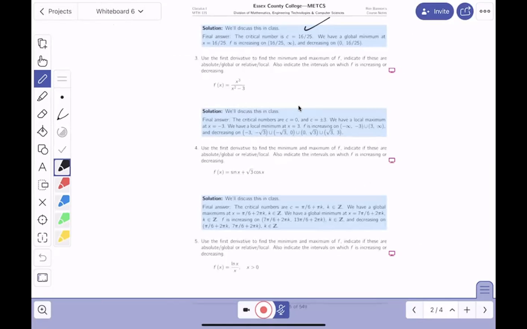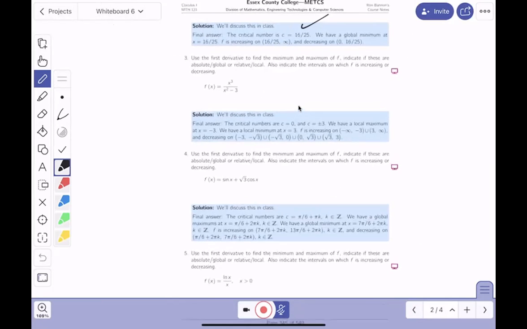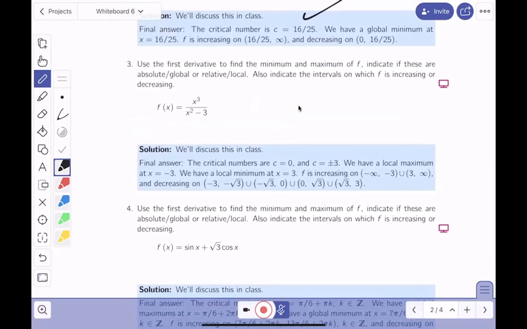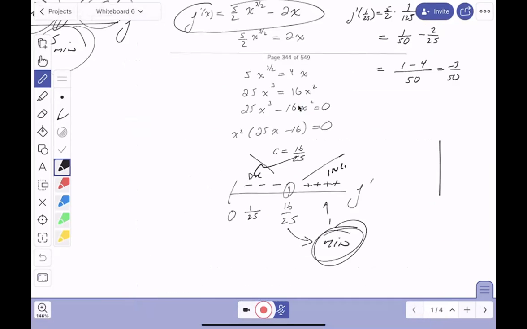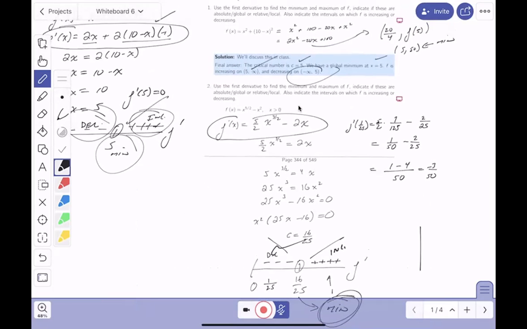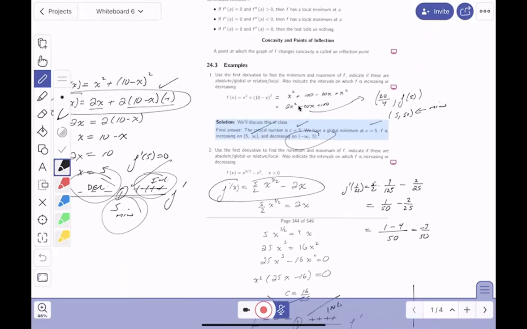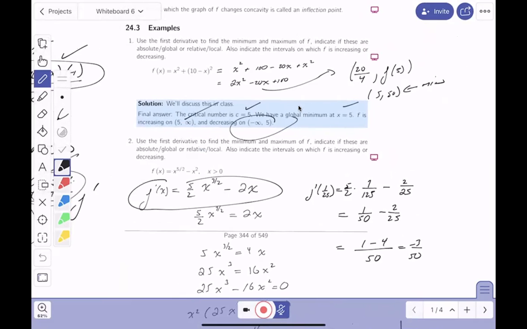And that's number 3, right? Let's take a look at it. So, the domain of this function: use the first order test to find the minimum and maximum of f, and indicate if these are absolute. Let me see if they said that in the other problems too, that they're absolute. They did. Let me go over that again. Maybe I should have mentioned that. By the way, the parabola is definitely an absolute minimum.